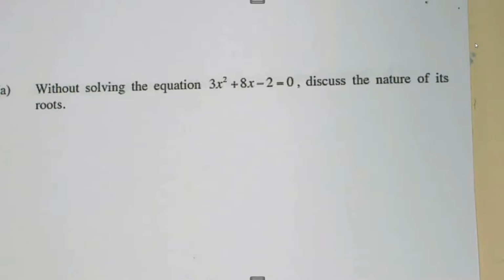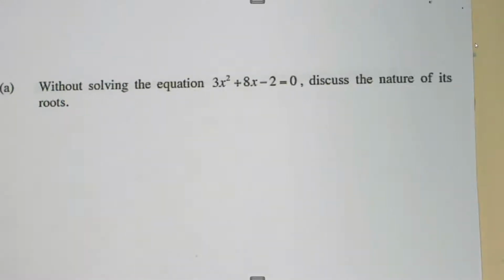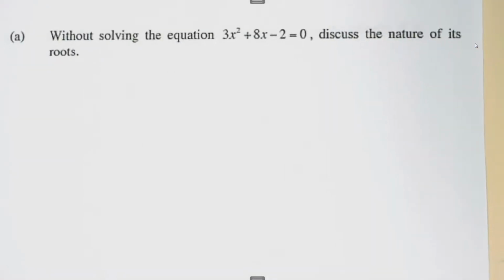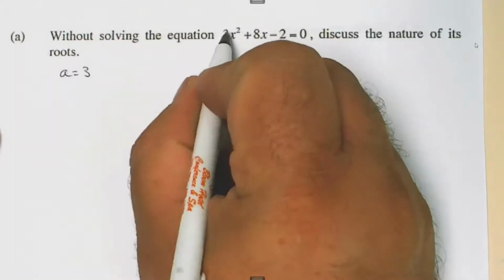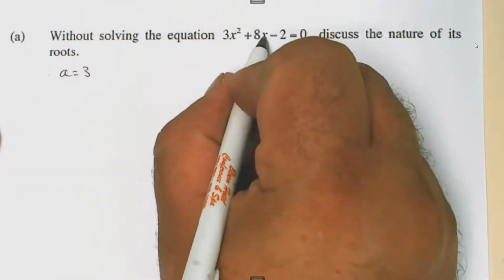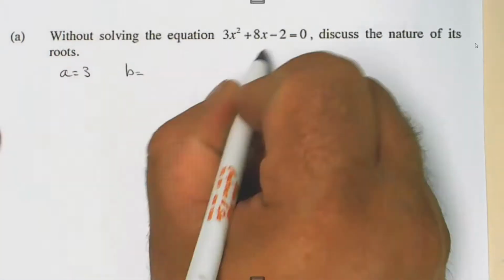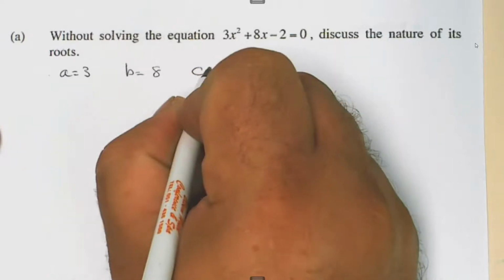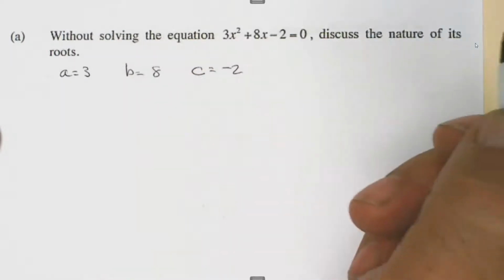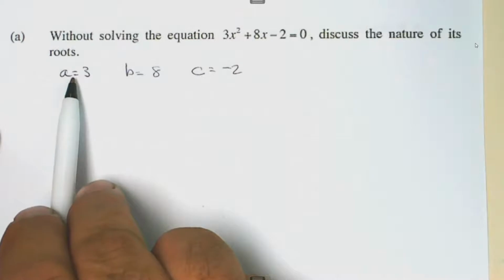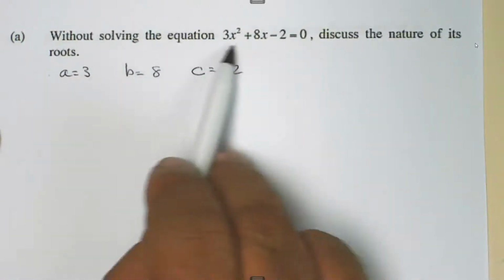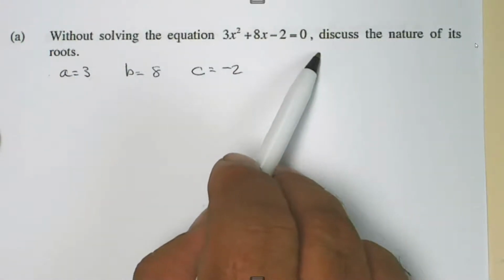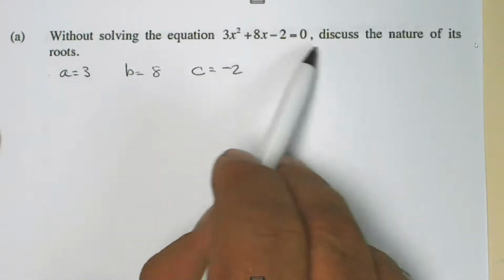Right, in this question here, they say determine the nature of the roots without solving the equation. So without solving the equation, we're just going to work out delta. So your A value here is the coefficient of x squared, which is 3. B value is the coefficient of x, which is 8. And your C value is the remainder free of x, which is negative 2. Remember, before I can read off A, B, and C, we've got to write the equation in standard form. That is in the form ax squared plus bx plus c is equal to 0.